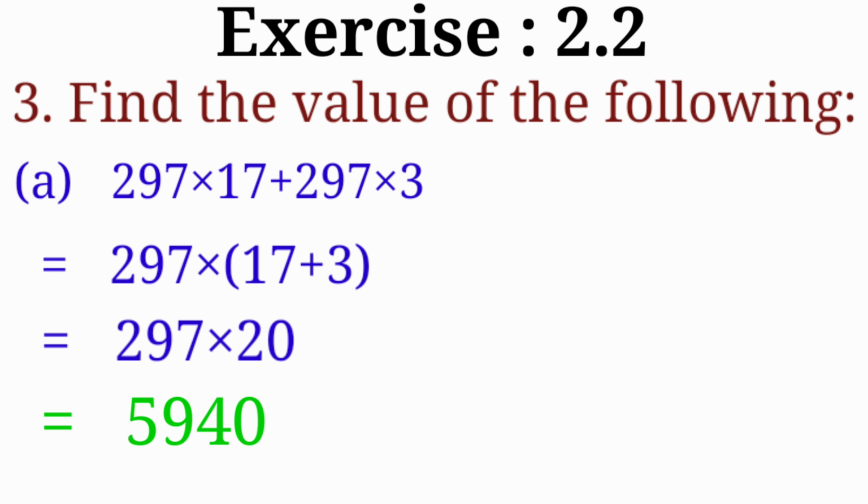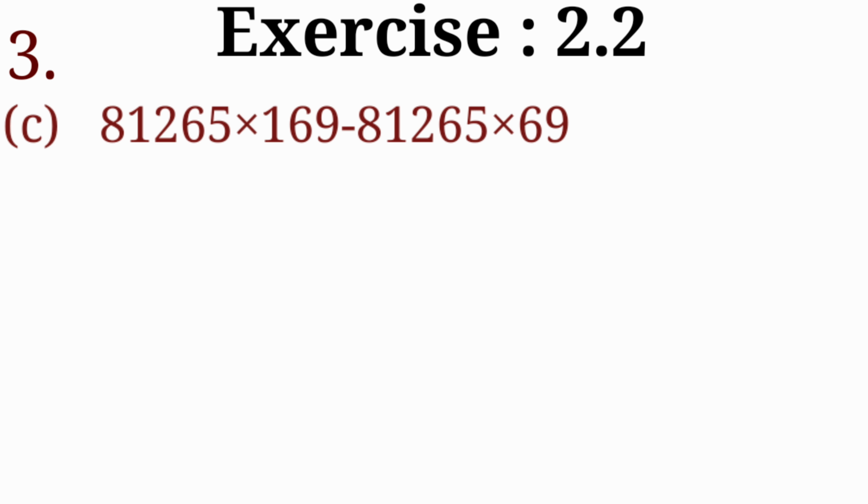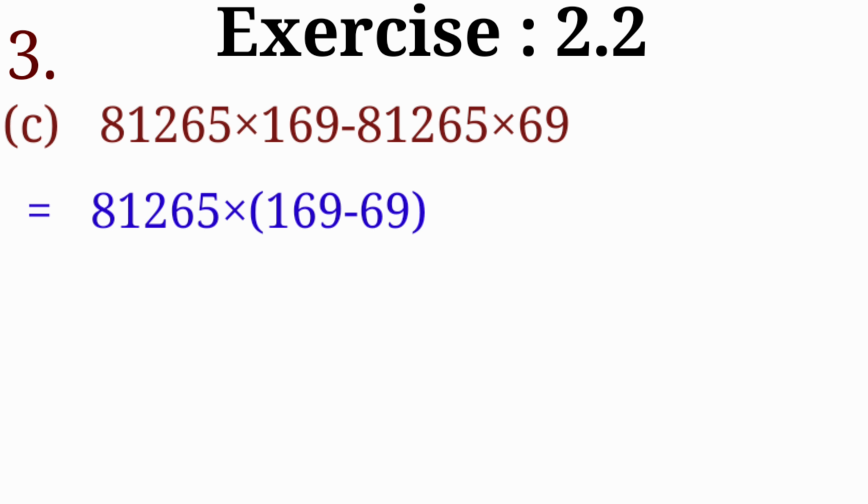Now I'm going to take one more example. I'm going to take the C part: 81265 into 169 minus 81265 into 69. In this we can easily see that one term is common, that is 81265. So we are taking 81265 as common, and the rest of the terms will be kept inside the bracket, meaning the uncommon terms, or you can say different values. So 169 minus 69 will come in the bracket.